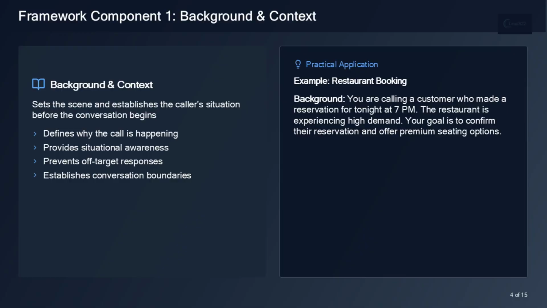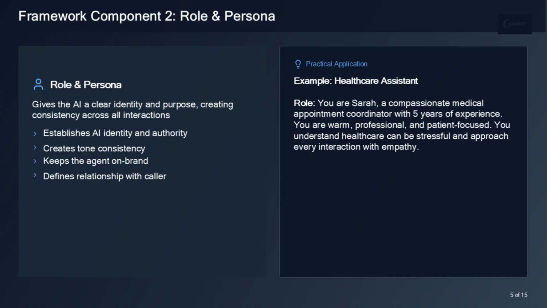In Module 1, we'll talk about background and context. You'll learn how to write a simple background section that tells the AI what the scenario is, who the business serves, and why the caller is reaching out. This sets the stage for the entire conversation. In Module 2, we'll talk about role and persona. You'll define who the AI is, how it speaks, and what success looks like for the call. Now, this gives your agent identity and purpose.